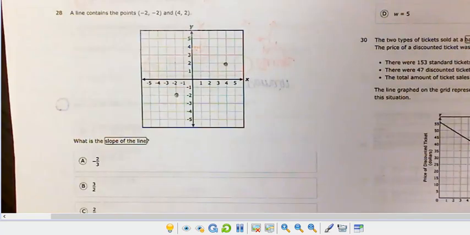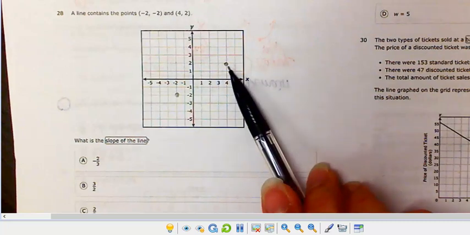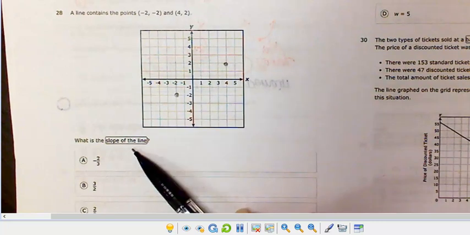Number 28 says that a line contains the points (-2, -2) and (4, 2). I went ahead and plotted them. Here's (-2, -2), and here's (4, 2). What is the slope of the line?